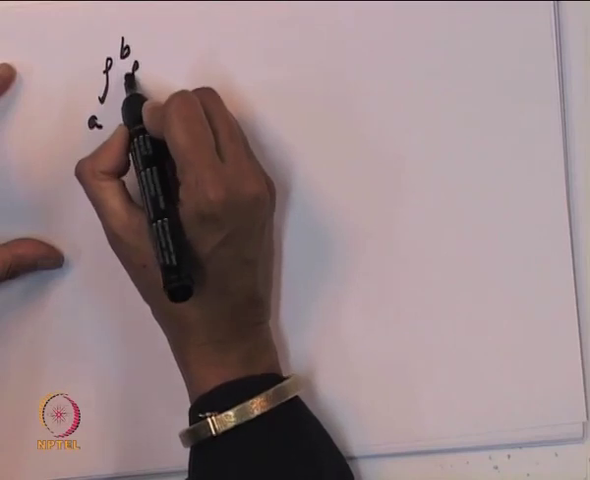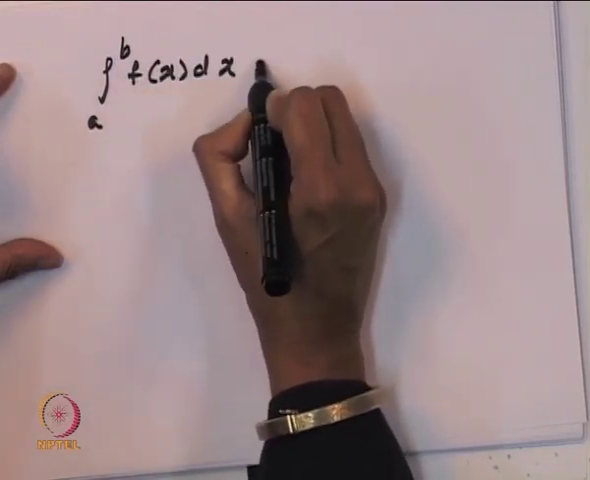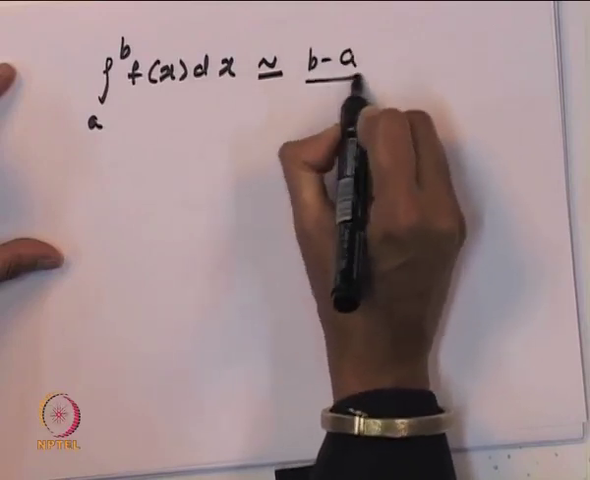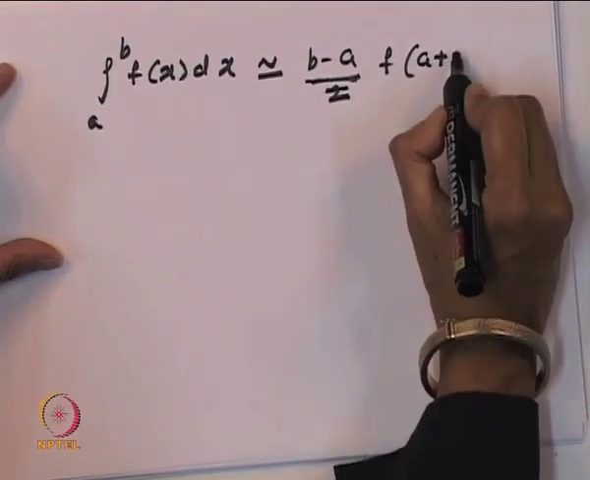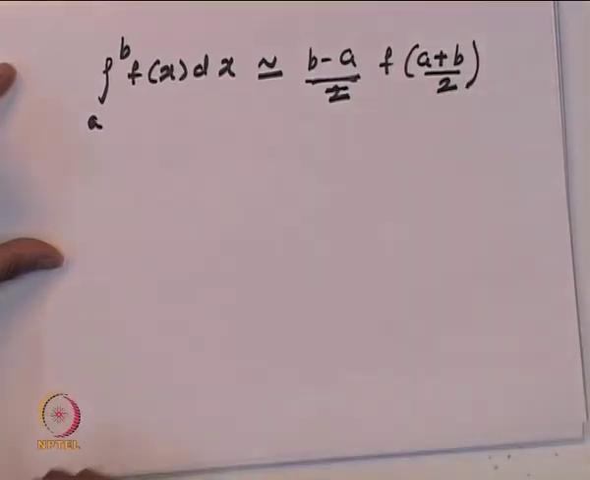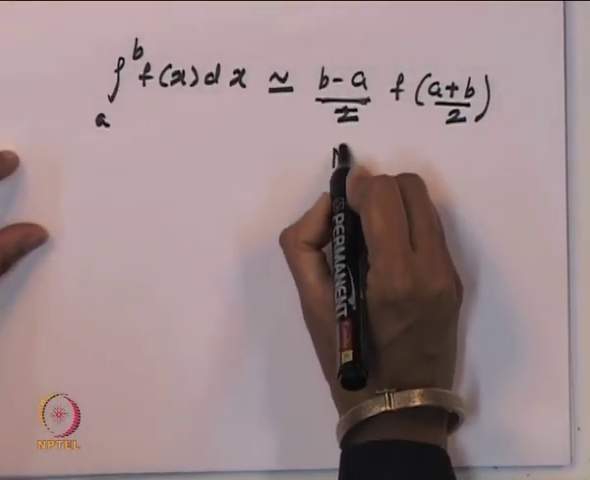Now, next method is midpoint rule. In the midpoint rule, we will be looking at the midpoint of interval x n to x n plus 1 and then evaluating our function f at that midpoint. Remember we had integral a to b f x dx to be approximately equal to b minus a times f of a plus b by 2. So, this is the midpoint rule.